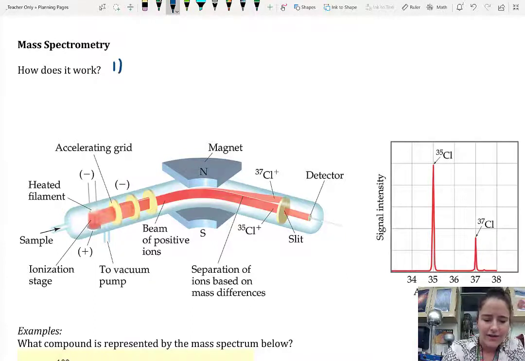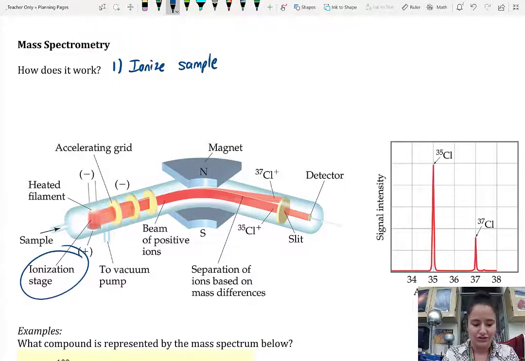First, if you're doing this with a big compound, you could smash it into small bits, okay? But you have a sample and you ionize the sample. That is called the ionization stage. Then it uses a series of magnets to control those ions and pass them through a detector. Now, because they have different masses, they're going to be affected at different speeds, okay?